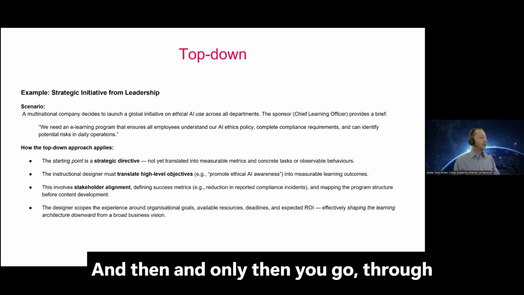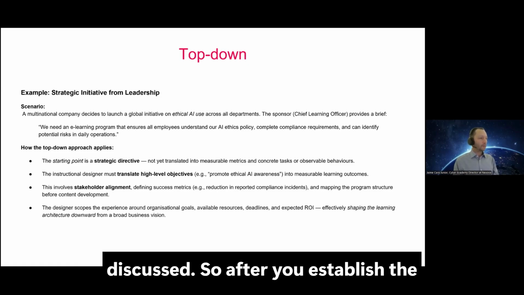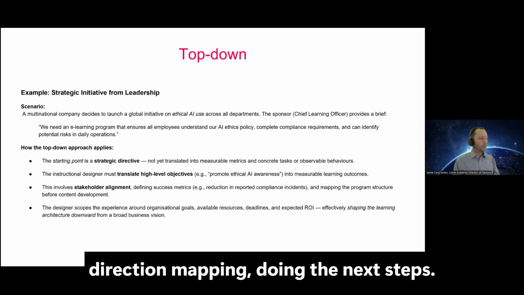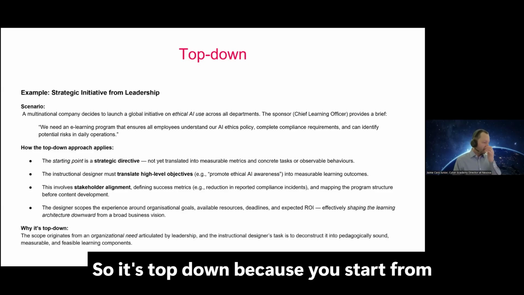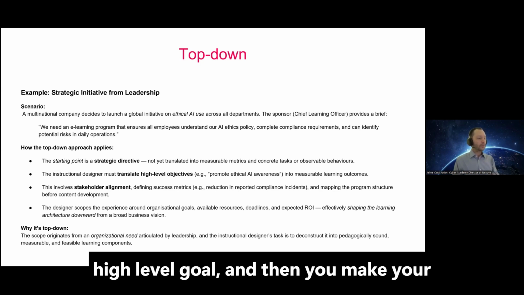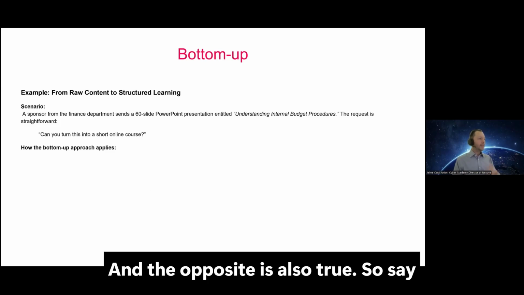And then, and only then, you go through the rest of the procedure that we discussed. So after you establish the metrics, then you go through with your action mapping, doing the next steps. So it's top down because you start from the abstract idea, the high level goal, and then you make your way down to the content. And the opposite is also true.